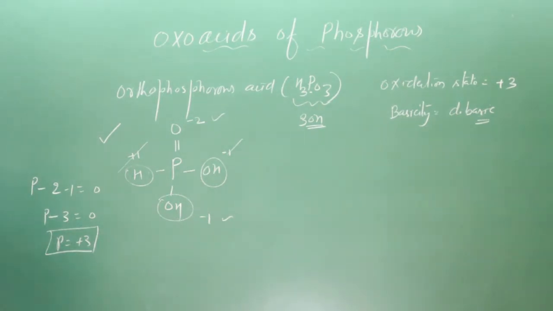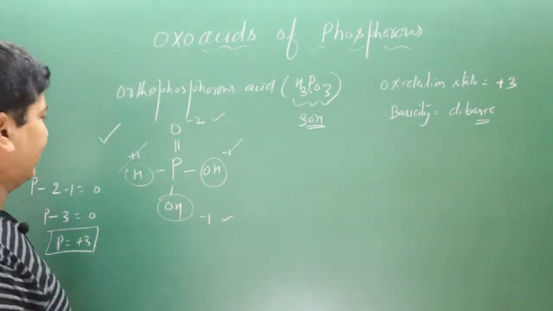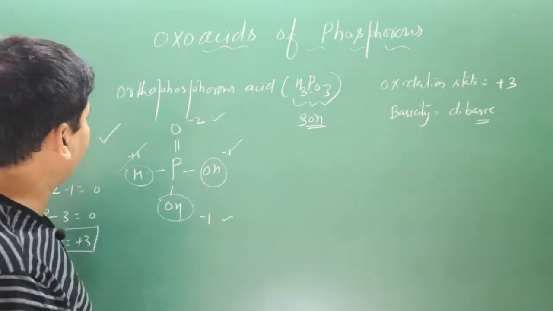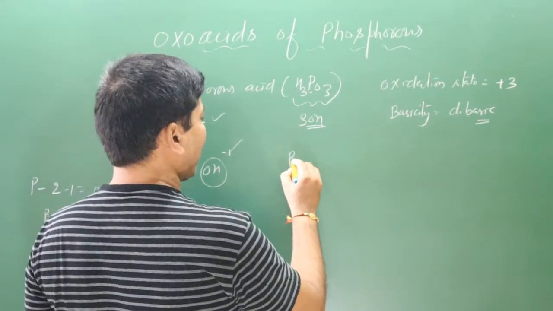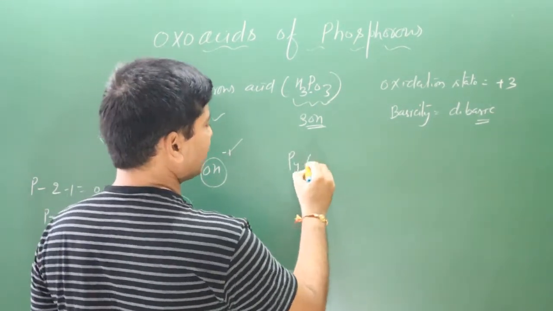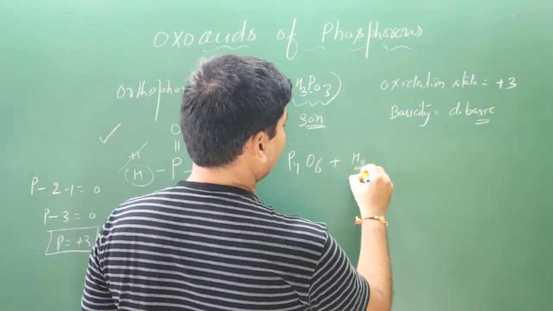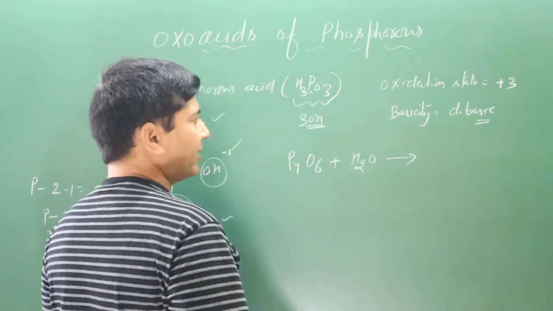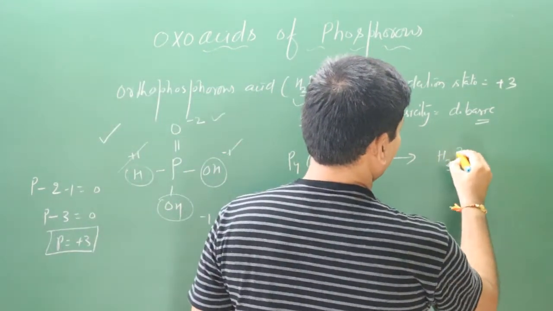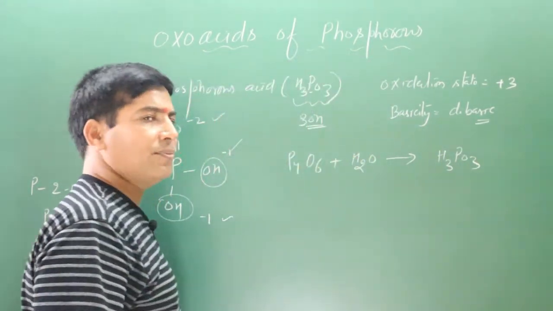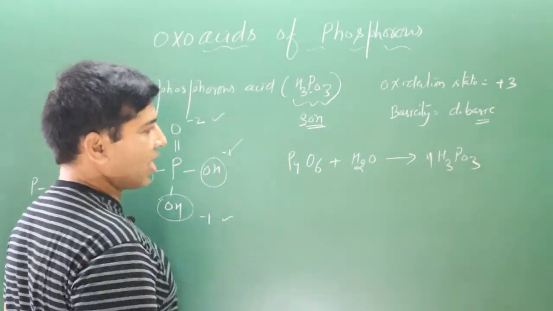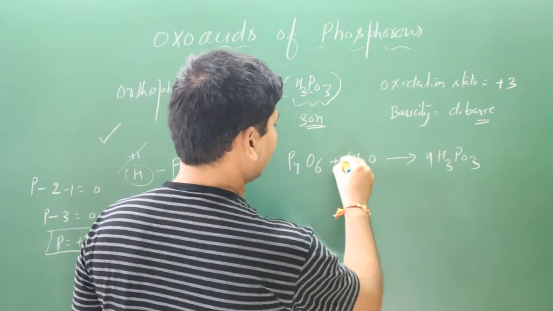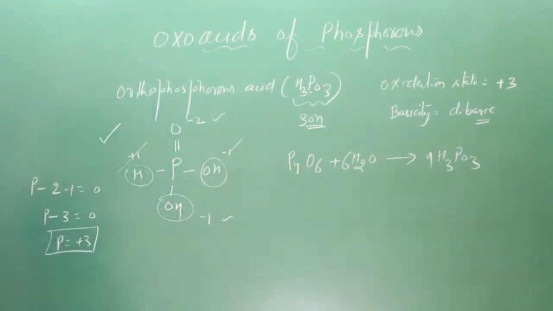Now we talk about the preparation reaction. Orthophosphorus acid can be prepared by the hydrolysis of tetraphosphorus hexaoxide. We add water molecules, and directly we get H3PO3. Now we can balance this equation. 4 phosphorus, multiplied by 4. How many hydrogen? 3 times 4 is 12, so multiply water by 6. The equation is balanced. This is one method.